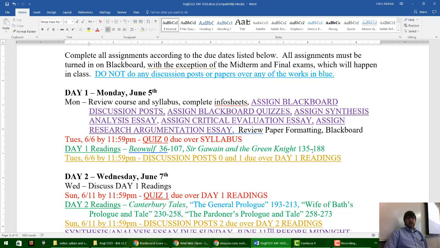Canterbury Tales is Middle English, which is strange, but we'll talk about that later. But you'll read one of those. Then you'll get on and, before midnight, do a discussion post, an original one, where you talk about your thoughts and opinions about Beowulf or Sir Gawain and the Green Knight.